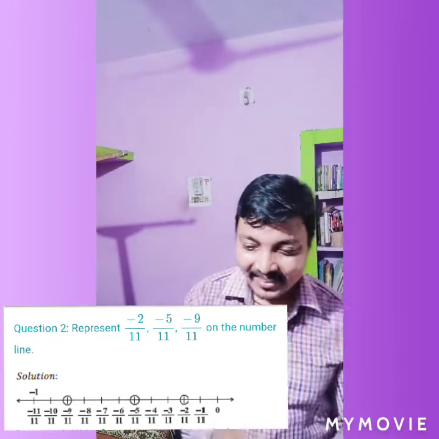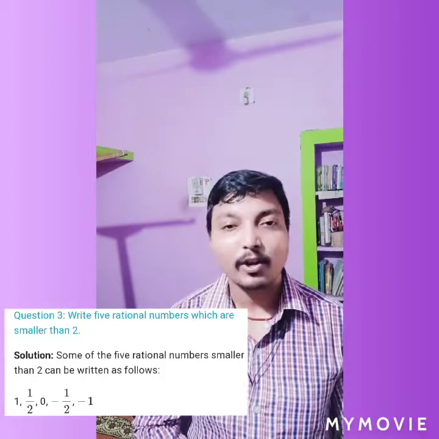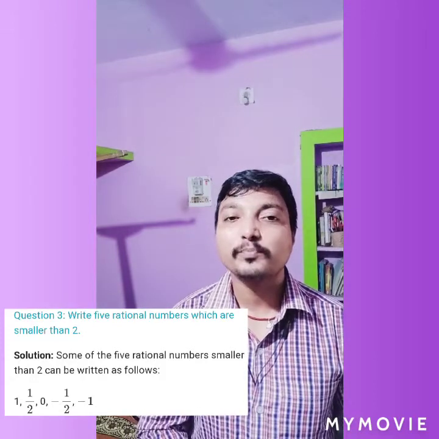Okay. Then question number 3, it is given smaller than. We have to write down a few rational numbers which are smaller than 2. Rational numbers which are smaller than 2.